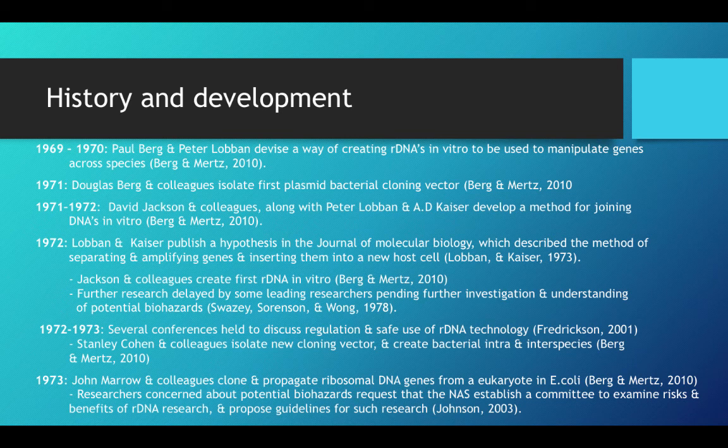During 1972 to 1973, several conferences are held to discuss the regulation and safe use of recombinant DNA technology. During that same period, Stanley Cohen and colleagues isolate a new cloning vector and create bacterial intra- and interspecies. In 1973, John Marrow and colleagues clone and propagate ribosomal DNA genes from a eukaryote in E. coli. Researchers concerned about potential biohazards request that the National Academy of Science establish a committee to examine risks and benefits of recombinant DNA research and propose guidelines for such research.